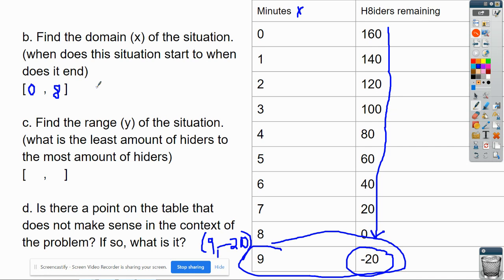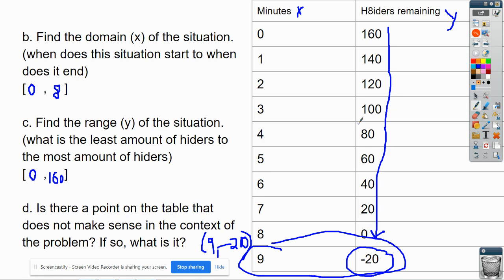All right, range is y. In this case, y is hiders remaining. So you always write this from smallest to biggest. So you think in the context of this problem, what is the least amount of hiders you can have? Because that's your y. What's the most? In this case, 0 is the least amount of hiders I can have. And the most amount of hiders I can have is 160 because that's what I started with. Now, anywhere in between 0 and 160 is going to make sense.